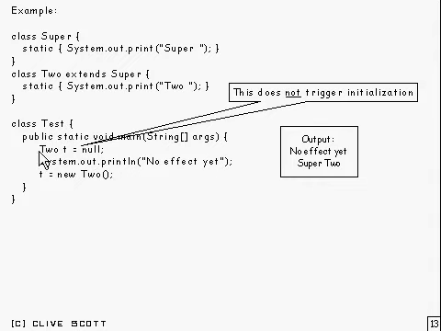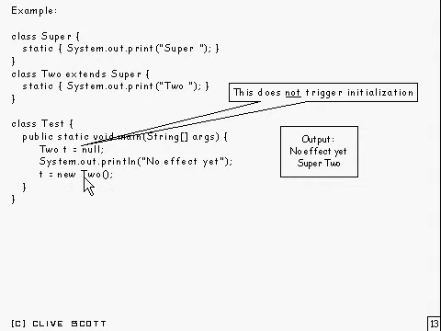And the first thing it does is this variable t here, of type Two, is set to null. Now, if you look at the rules, that is not doing anything which will trigger initialization. So when you come to this line, it will print out "no effect yet", which is what you get. And here we then come to the next one, which says t equals new Two.